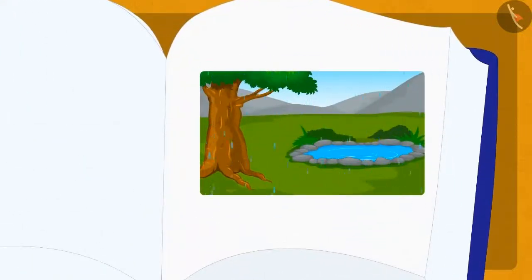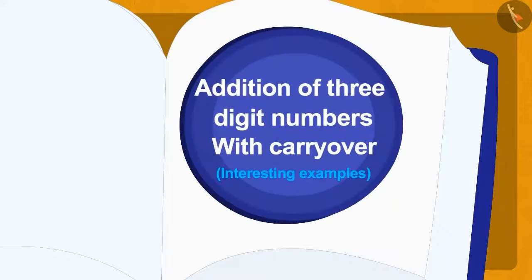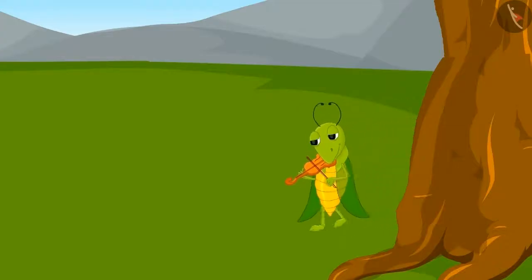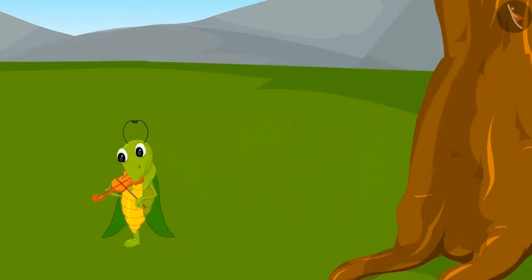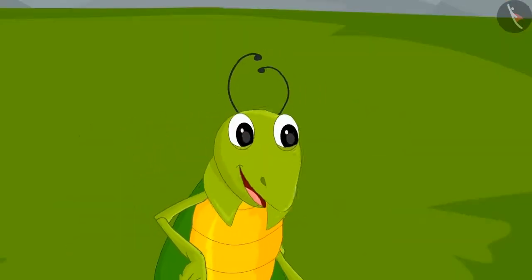Children, do you like the rainy season? Come, let us listen to a story of the rainy season in this lesson and see some interesting examples of addition of 3-digit numbers. One day, Tinku the grasshopper was walking around playing the violin.